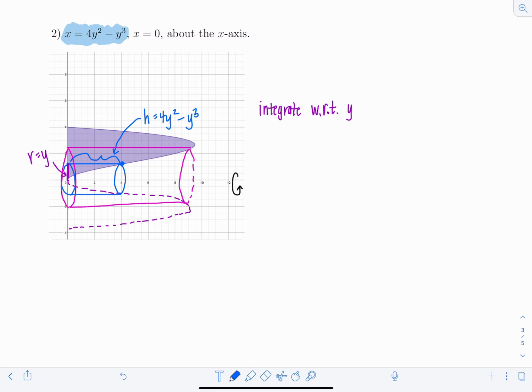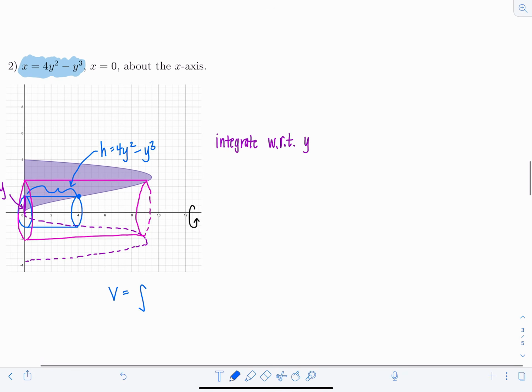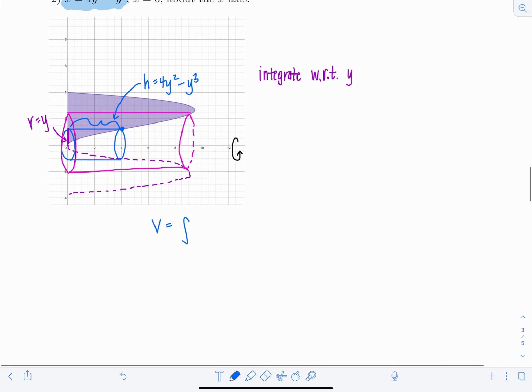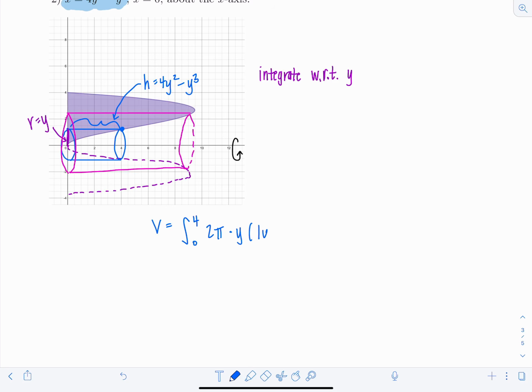Okay, so it looks like we're ready to go. Let's set up our integral for the volume. The volume is going to be a definite integral. Now, what are my limits? Be super, super careful. Only look at the limits for y on the original region. So it's going to be from 0 to 4, 2 pi. Now, what was r? R was y. And then h was 4y squared minus y cubed dy.